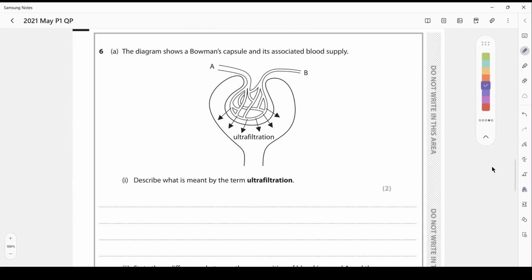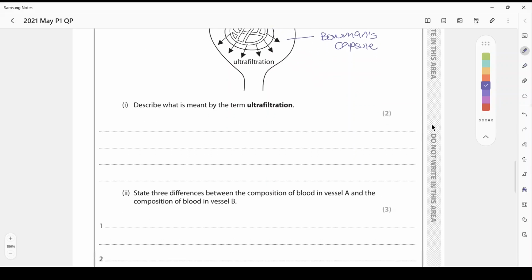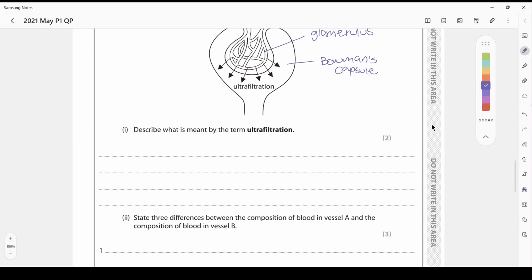All right, question 6, the diagram shows a Bowman's capsule and its associated blood supply. So this right here is the Bowman's capsule. Sometimes you'll hear it as the renal capsule. So renal is a term that we use to refer to the kidney. And then these capillaries that you see here, this is what we refer to as the glomerulus. So part 1, it says describe what is meant by the term ultrafiltration.